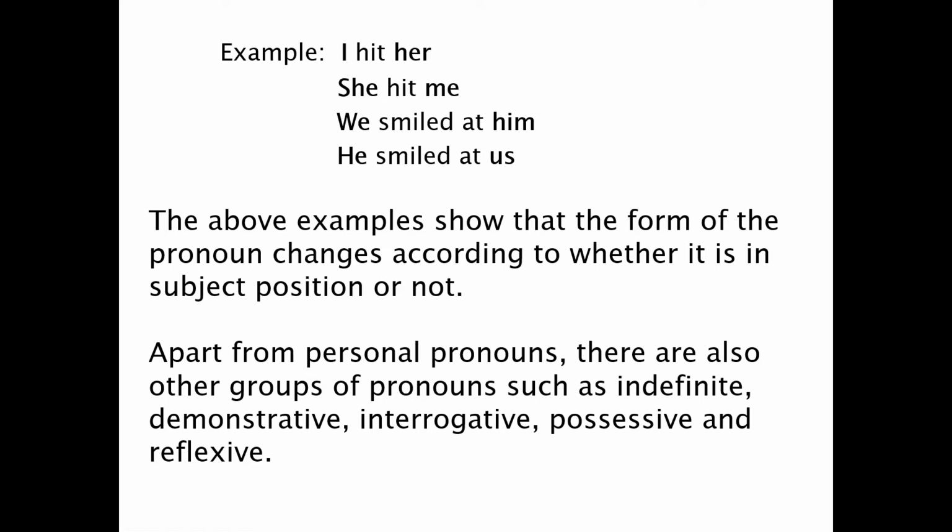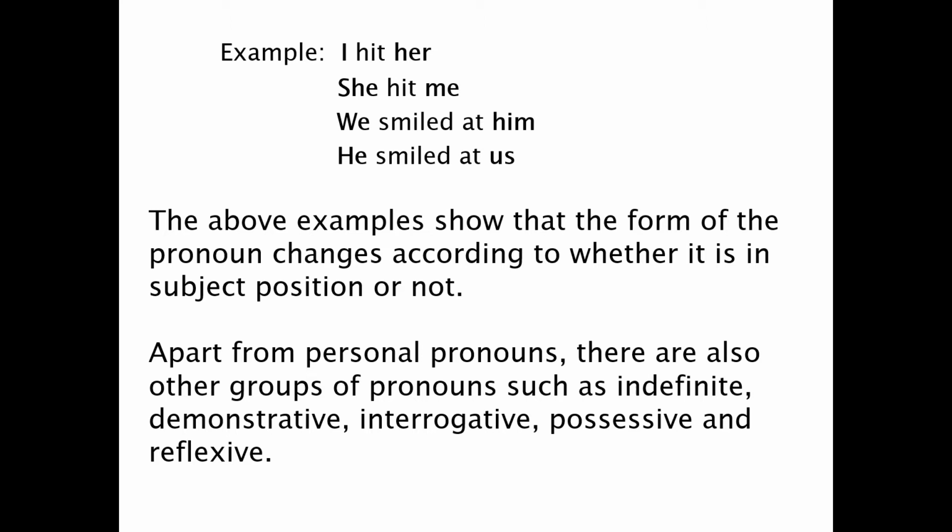So I is a pronoun. That is the subject, and it is a noun phrase. Okay, and here is an object pronoun, and it is a noun phrase. So this is an object, and that is a subject. She hit me. She is a pronoun functioning as a subject, and it is a noun phrase, and me is a noun phrase. We smiled at him. He smiled at us. Remember, if I say myself, himself, themselves, all these reflexive pronouns are considered noun phrases.